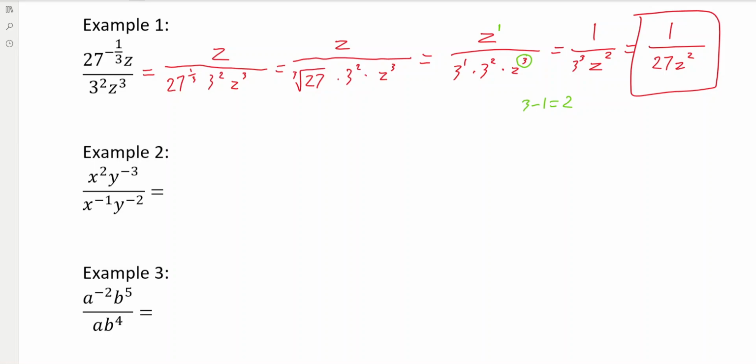Alright, I recommend you pause the video, try the next two examples for yourself, and then press play when you're done. Okay, I'm going to just go through both of these examples now.